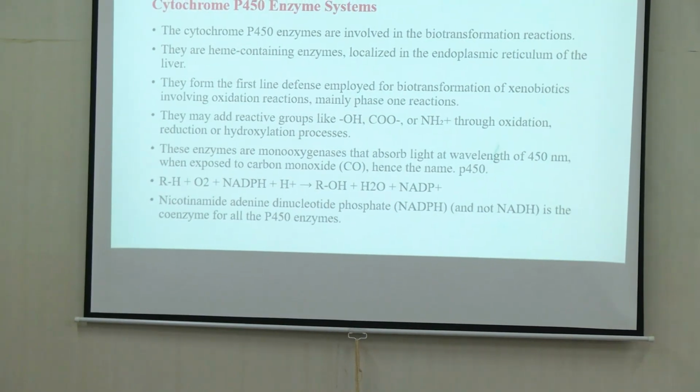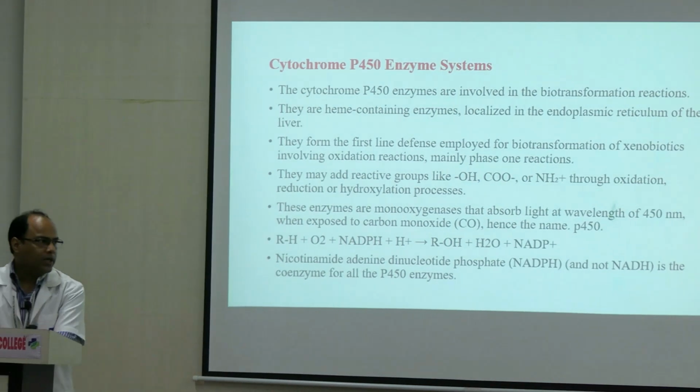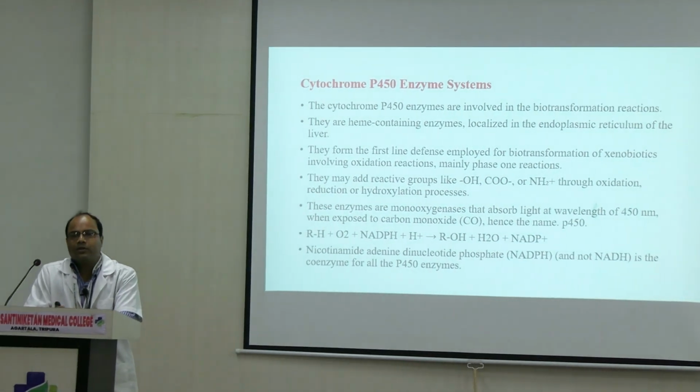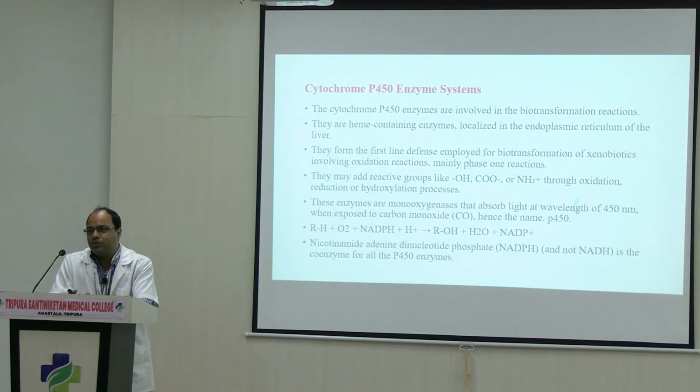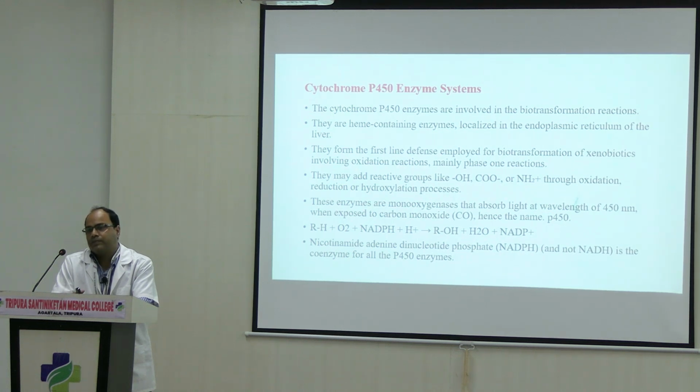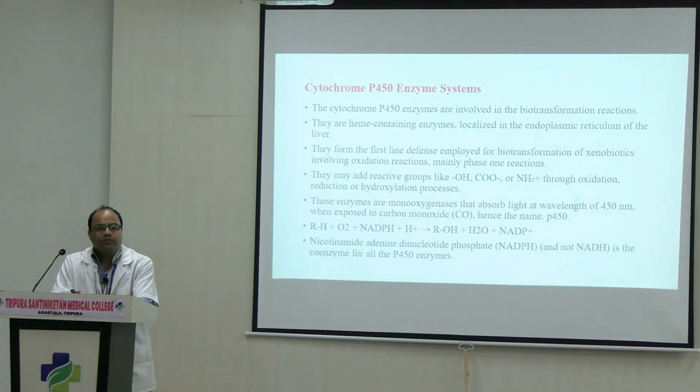Please everyone read this Cytochrome P450 system. This is very important for your exam. You may be asked to write a short note. Why is it called the P450 system? Because maximum absorbance is observed at 450 nanometer in presence of carbon monoxide gas. P denotes protein or pigment.